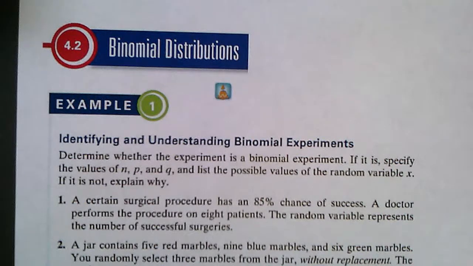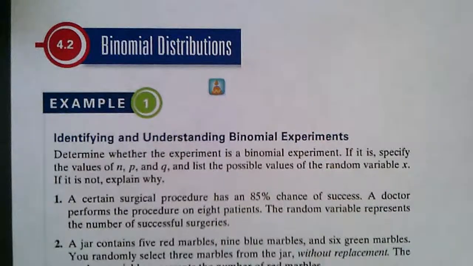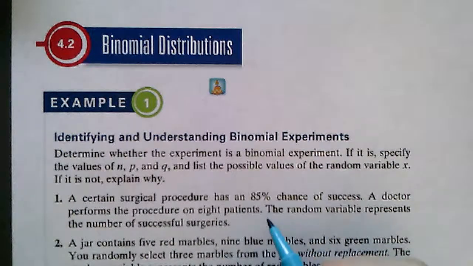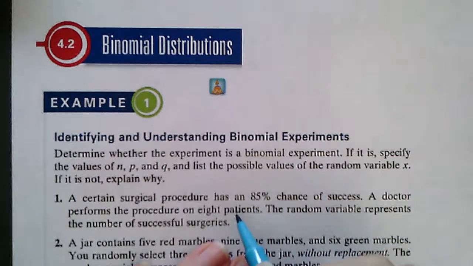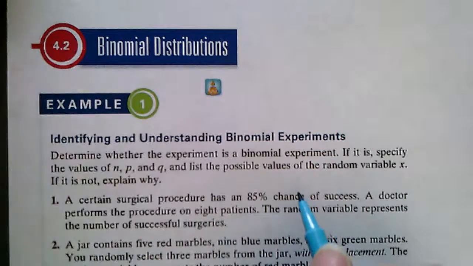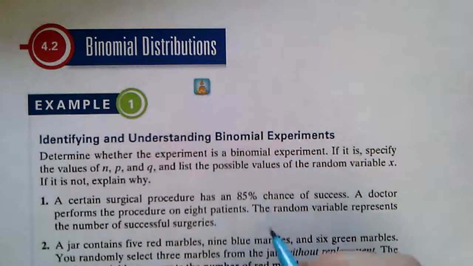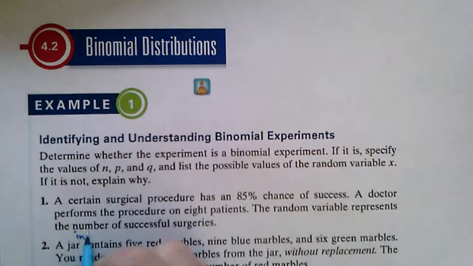So, a certain surgical procedure has an 85% chance of success. A doctor performs the procedure on 8 patients. The random variable represents the number of successful surgeries. So, since the outcome of one surgery is not going to affect the outcome of the next surgery, we can say that these are independent. So that's one of our requirements. So it is independent.